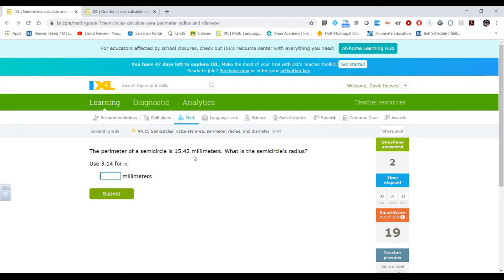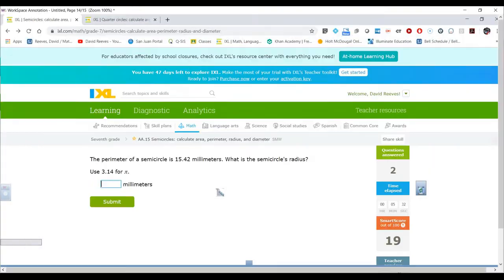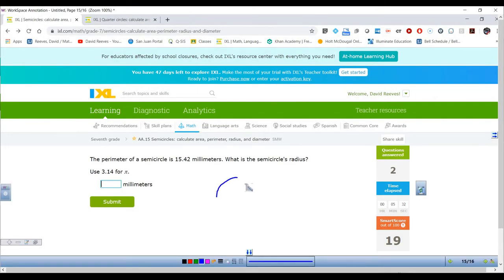All right, so the perimeter is 15.42 millimeters. What is the semicircle's radius? All right, so once again, we have the same situation, right? So here is our semicircle. This part right here is the diameter times pi divided by 2, and this part right here going across is the diameter. So our formula is the diameter plus the diameter times pi divided by 2, right?